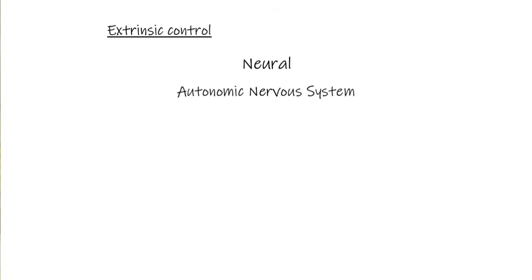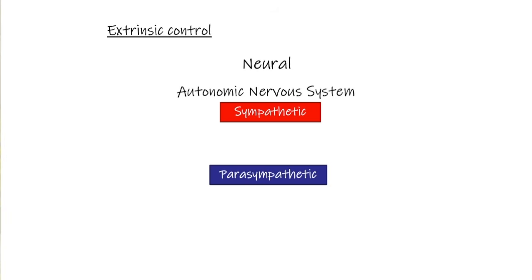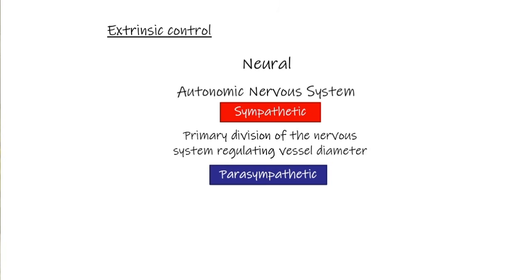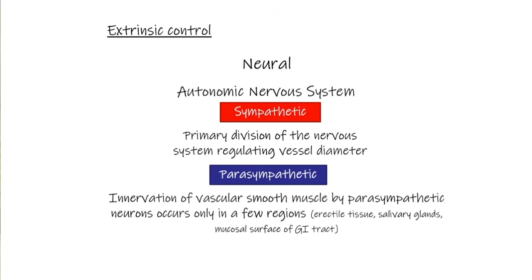Regarding the autonomic nervous system, we have sympathetic and parasympathetic divisions. The sympathetic nervous system is by far the more important autonomic regulator of vascular tone throughout most of the circulation. Parasympathetic innervation of blood vessels exists in selected regions, but overall its contribution to systemic regulation of vascular resistance is relatively limited. The sympathetic nervous system innervates most systemic vascular smooth muscle.